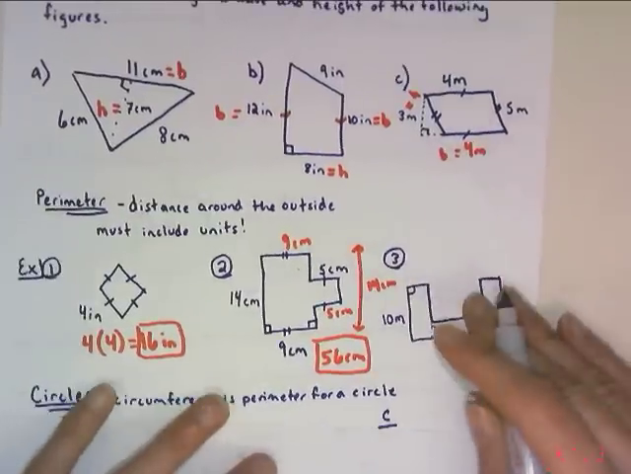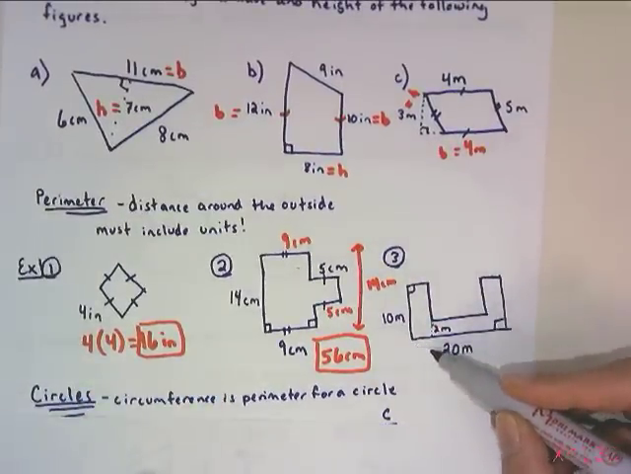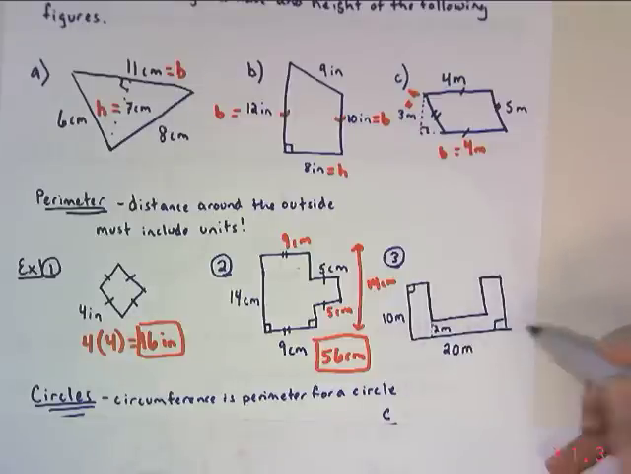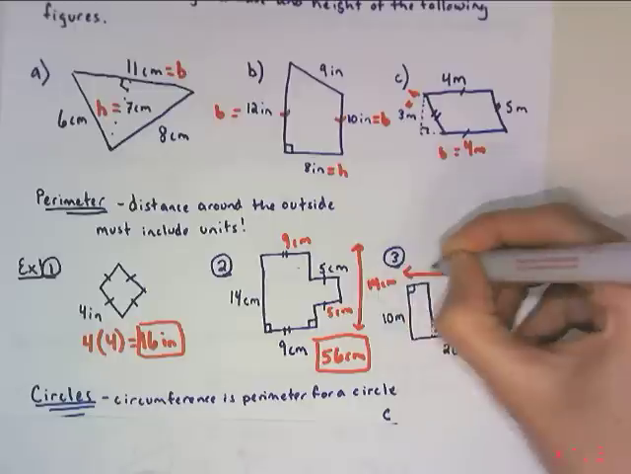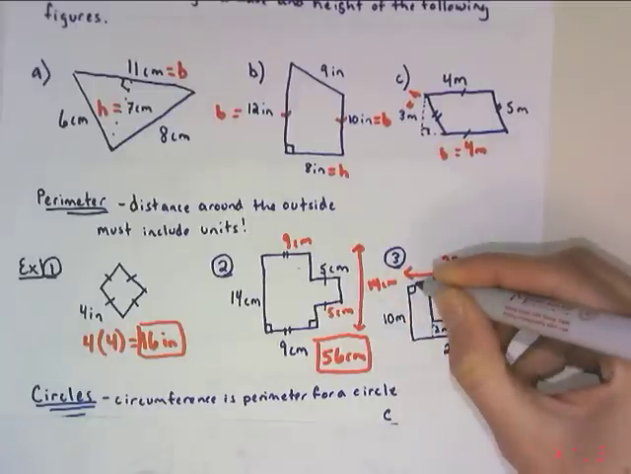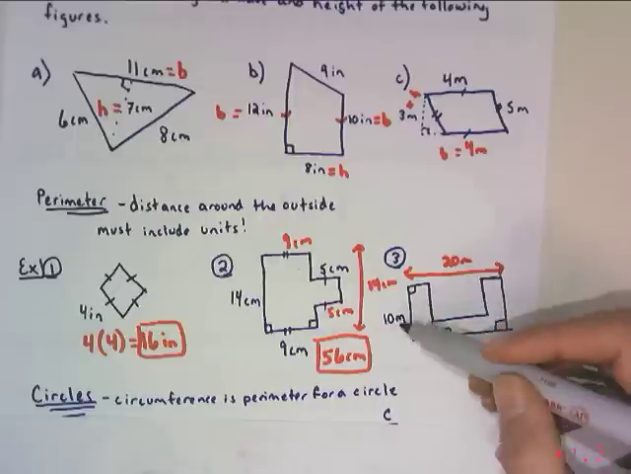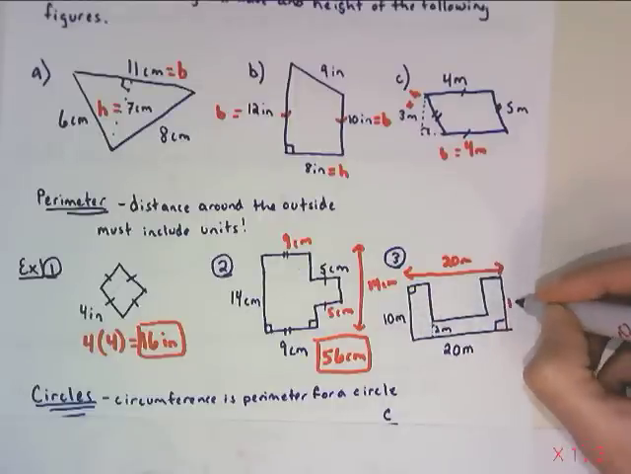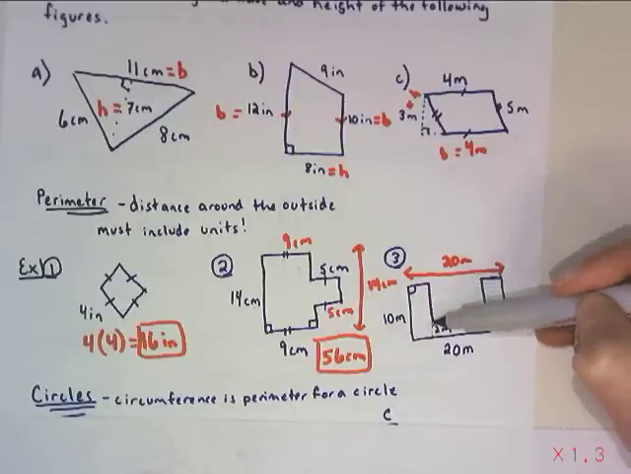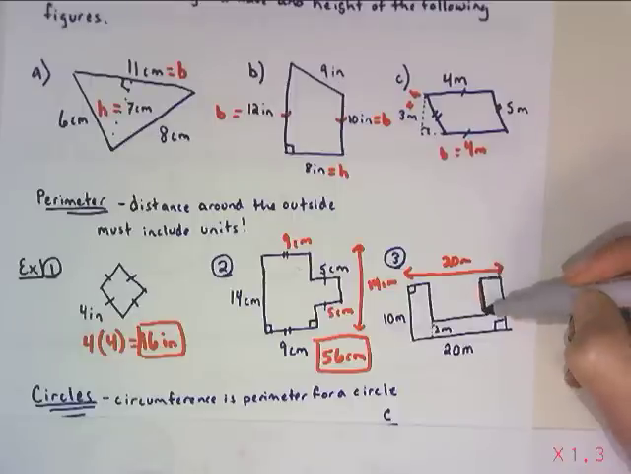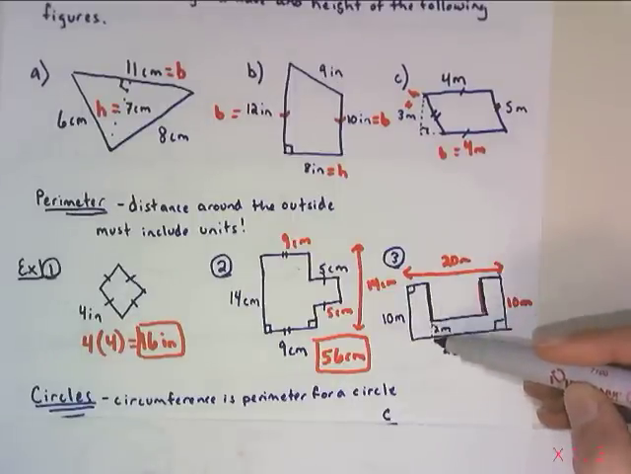On number 3, we have a couple of missing pieces. I know that 20 meters is the distance across here, so I know that 20 meters will also be the distance across here. Even though it's broken up into 1, 2, 3 segments, it's still just as long as the one on the bottom. 10 meters on the left, 10 meters on the right, and now we've got to figure out what this distance is and what this distance is. And the only piece of information we know is that across this is 2 meters.